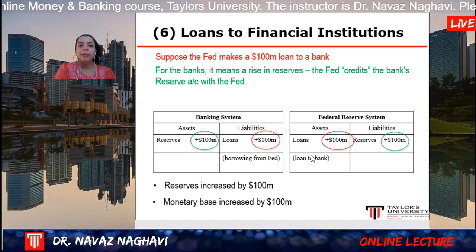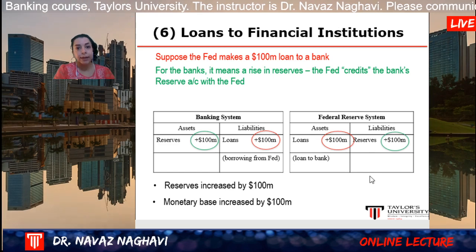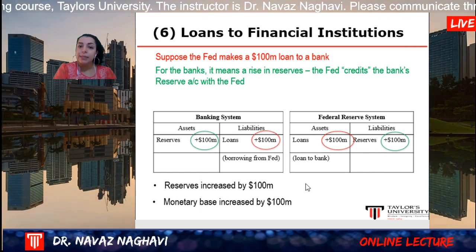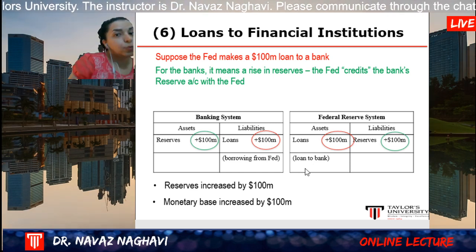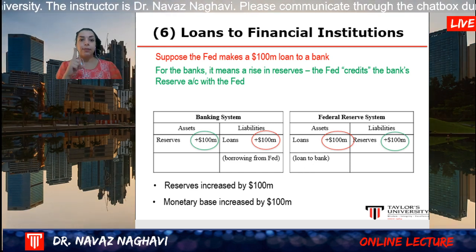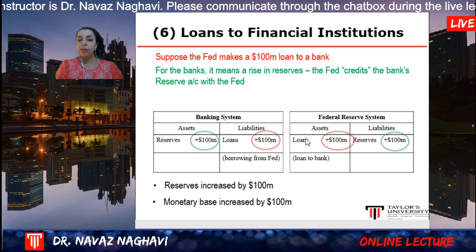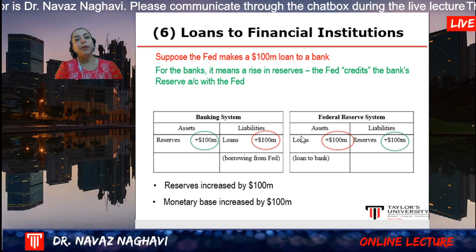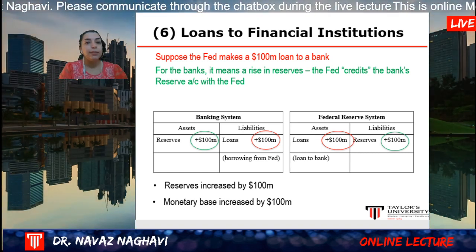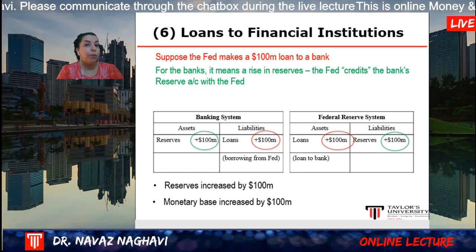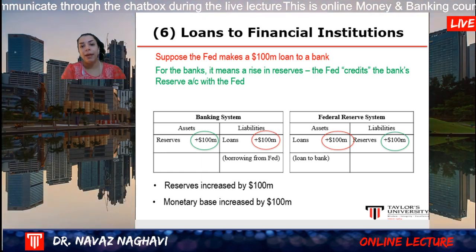You remember that in the Federal Reserve T account, when we were discussing the liabilities, it was reserves and currency. But on the asset side, we had securities and we had loans to the banking institutions. You remember the first video where we discussed it. So when we talk about securities, it means open market operation. Now here is loan. So it means this is the situation where monetary policy is not implemented through open market purchase. It is another one, and it is the loaning to the banking system.